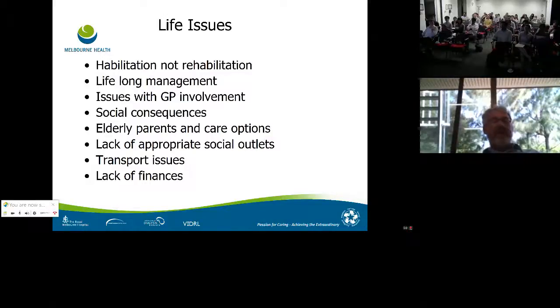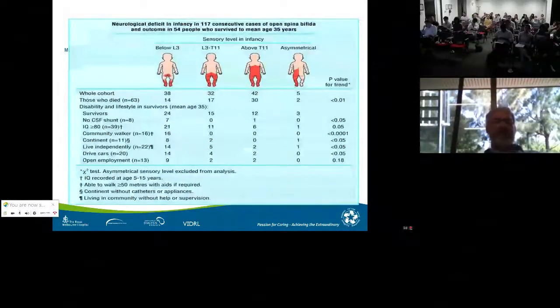There's very much a lack of appropriate social outlets. Transport issues are quite considerable. If you need a maxi taxi, even with half-price taxis to go places, then that is a large financial burden. And really, this group of people doesn't have a great deal of extra money to be able to throw around.